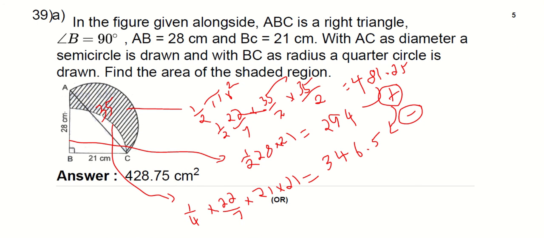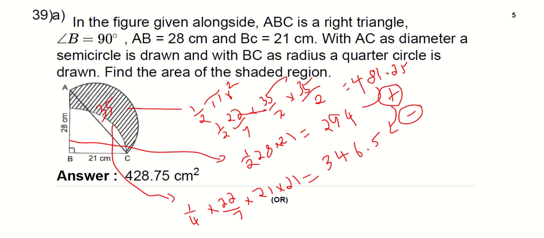So in this figure, one triangle, one semicircle and one quadrant are given. Okay, so first, the area of the semicircle: first you find the diagonal. So 28 squared plus 21 squared, that means it will be 1225. Then the answer is 35. So this diagonal comes. After the diagonal, find the area of the semicircle. Diameter is 35, radius is 35 by 2. So doing 1 by 2 into 22 by 7 into 35 by 2 into 35 by 2, the answer is 481.5 comes.